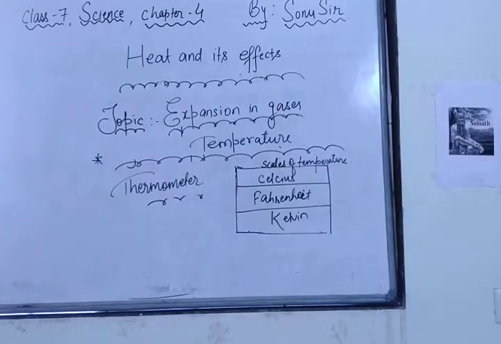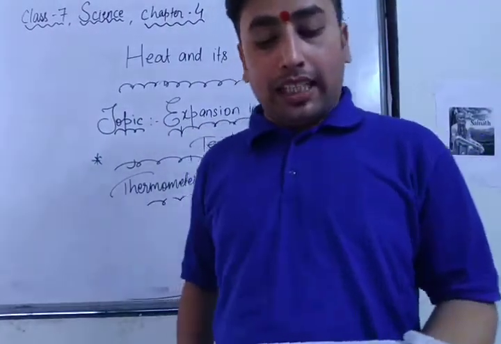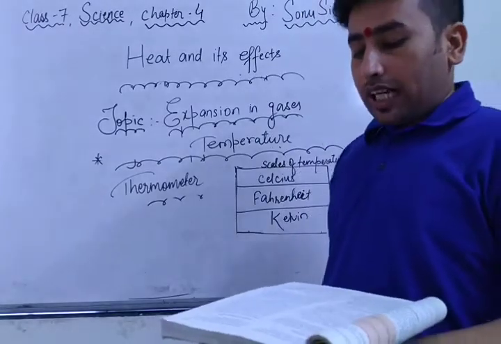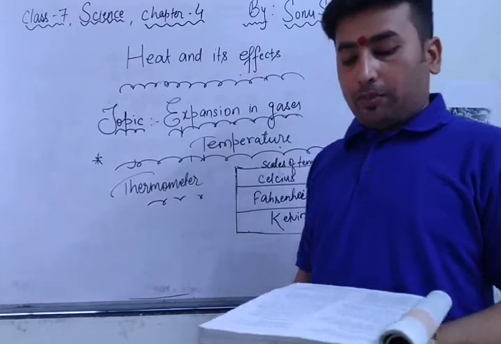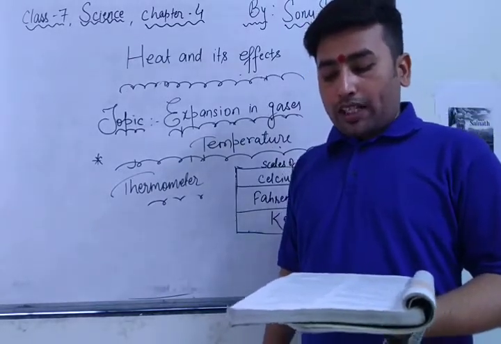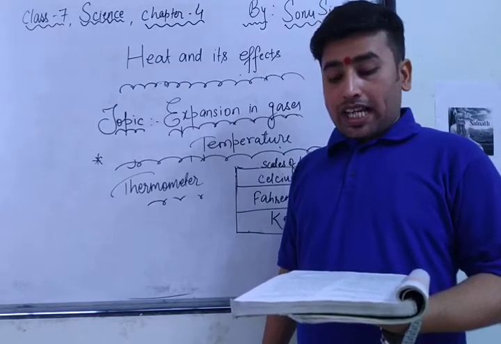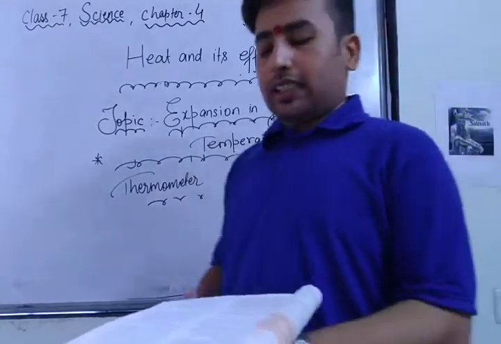So we are now going to discuss the scales of temperature. Temperature is commonly measured on the Celsius or Fahrenheit scales. The units of temperature on these scales are the degree Celsius and the degree Fahrenheit respectively. For scientific purposes, the absolute or Kelvin scale of temperature is used. The unit of temperature of this scale is the Kelvin, which is also the SI unit of temperature. 1 Kelvin is equal to 1 degree Celsius. In India, we normally use the Celsius scale of temperature.